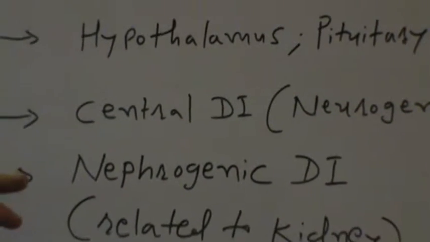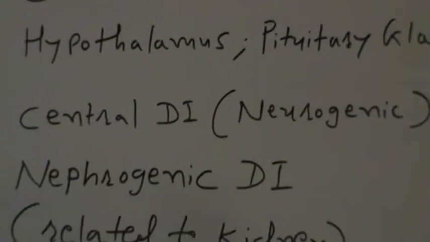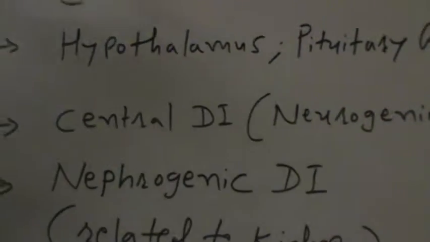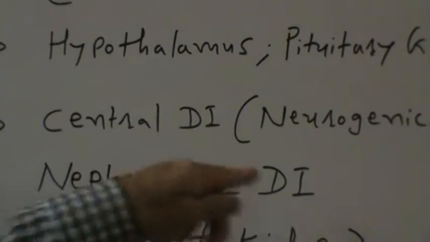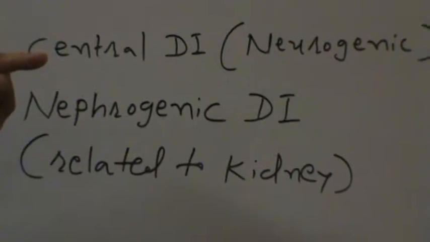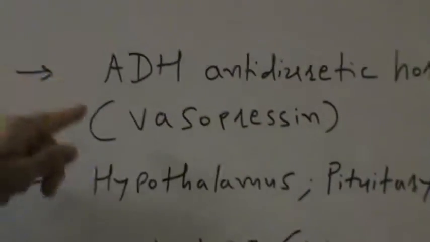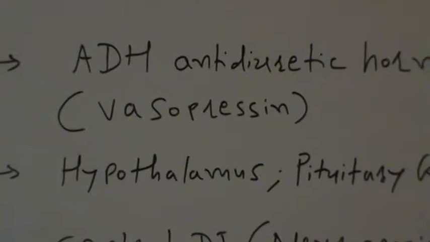Whereas if DI is caused by the failure of the kidneys to respond to the ADH, then it is called nephrogenic DI, because it is related to the kidney. The kidney is unable to respond to the ADH, and that's why we are having that nephrogenic DI.